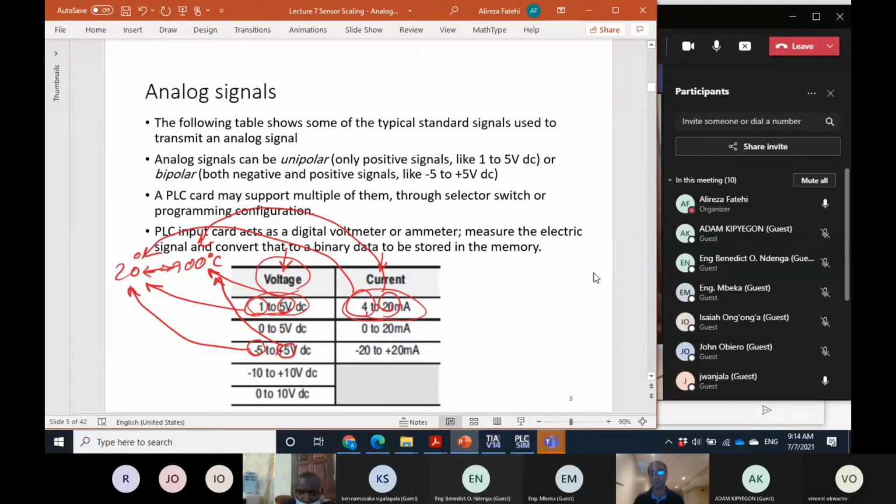But for long distance measurement, for example, in the power plants, in the cement plants, in the refinery, and like that, we prefer to use current-based signals.